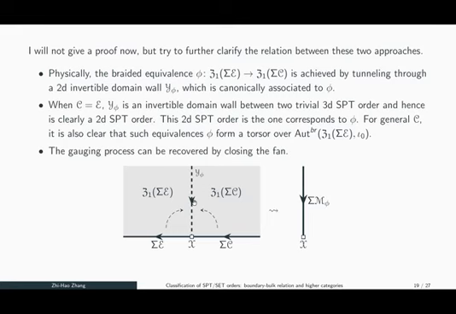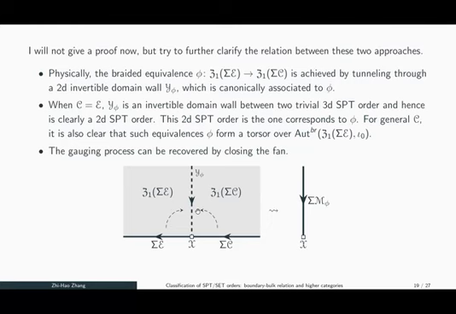If C is equal to E, W_φ is an invertible domain wall between two trivial 3D SPT orders, and so it is a 2D SPT order. This 2D SPT order is just the one that corresponds to φ. And in general, for general C, this equivalence φ is a torsor over the automorphism group, because you can stack another automorphism and get a new one.